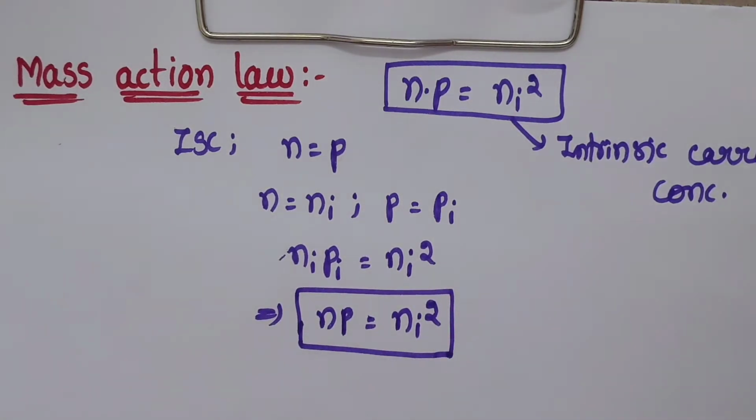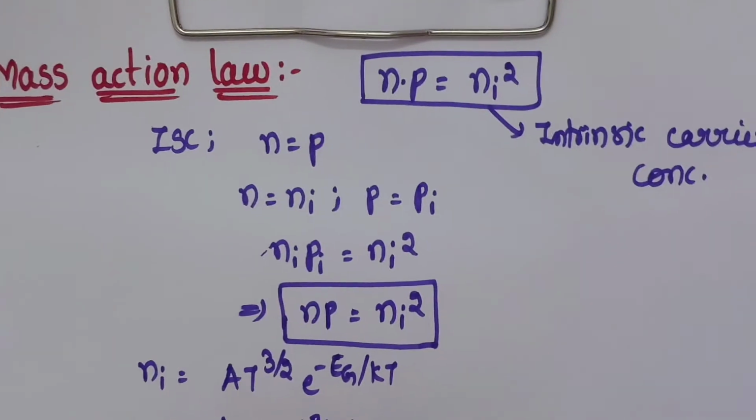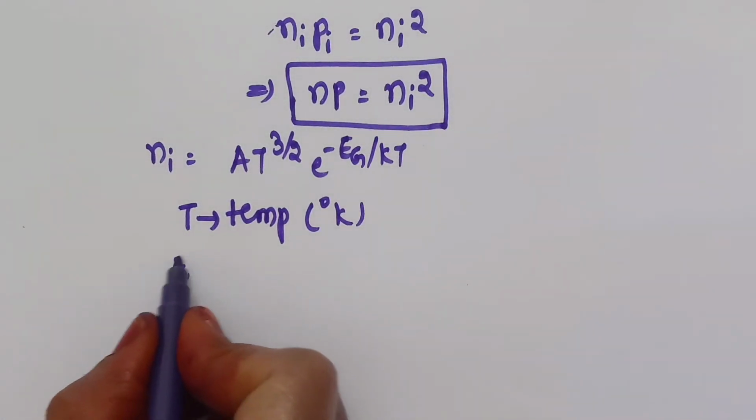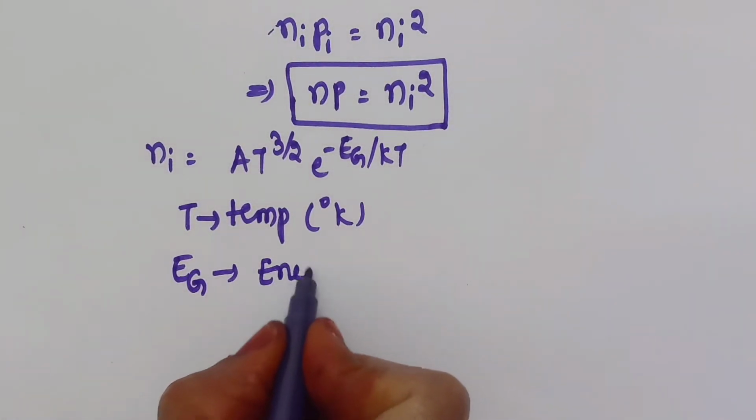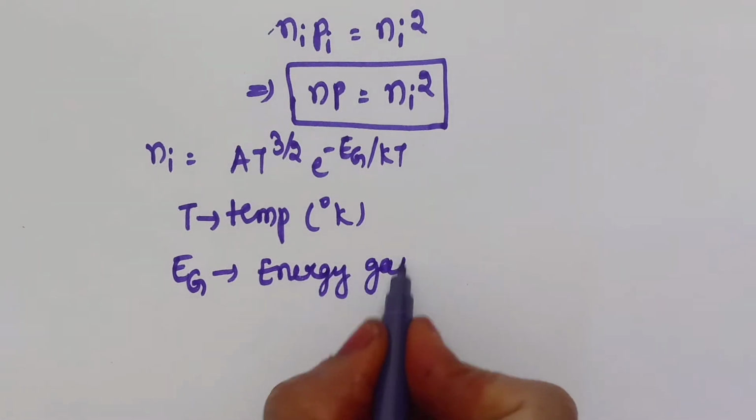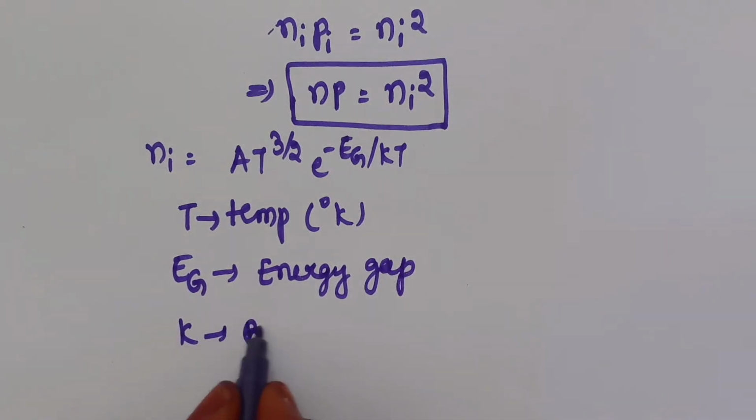According to this mass action law, the product of electrons and holes remains constant at a fixed temperature, and this is applicable for both intrinsic as well as extrinsic semiconductors, where Ni squared is equal to A T power 3 by 2 e power minus Eg by kT, where T is the temperature in degree Kelvin, Eg is the energy gap, and k is the Boltzmann constant.